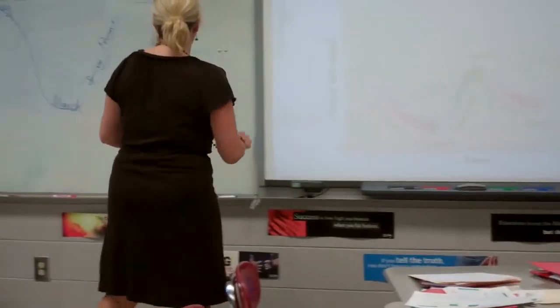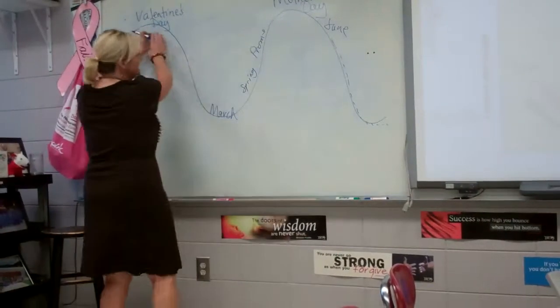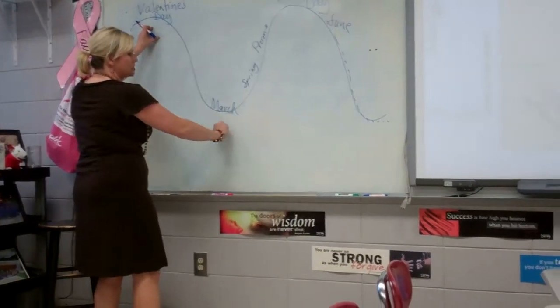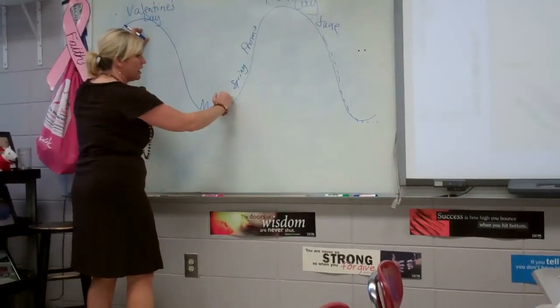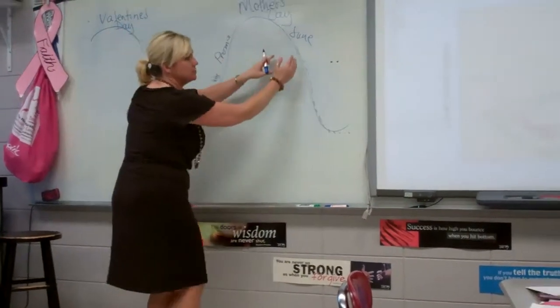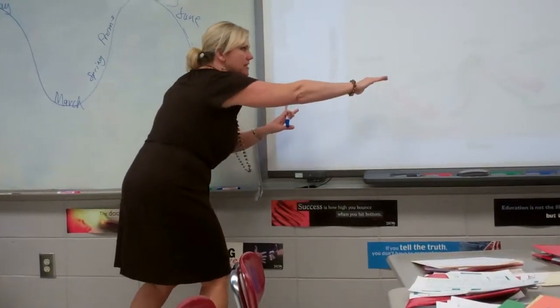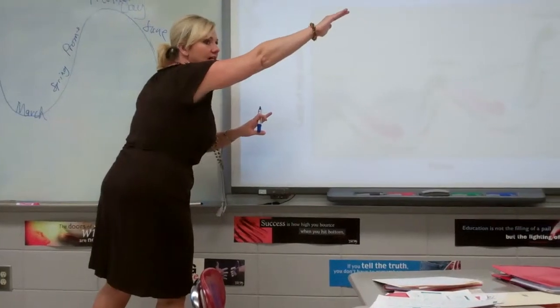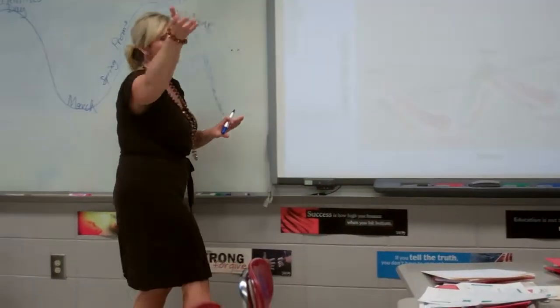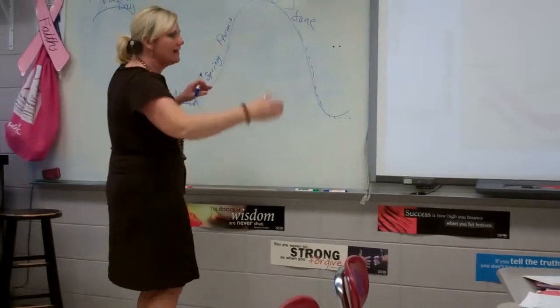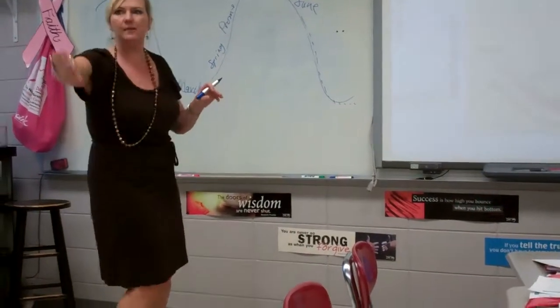So maybe here, we've got Valentine's Day, and then there's St. Patrick's Day in spring. Maybe this trough isn't as low as this one through the summer. This one's going to be longer and lower, and then it's going to pick back up when it gets to Thanksgiving and Christmas, and then here comes Valentine's Day. So you've got these ebbs and flows and ebbs and flows.